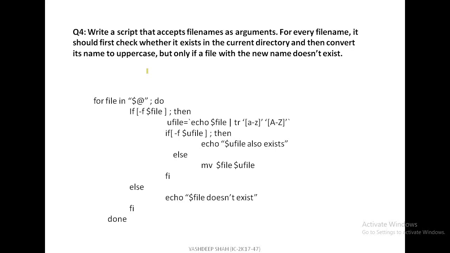Next question: write a script that accepts file names as arguments. For every file name, it should first check whether it exists in the current directory and then convert its name to uppercase, but only if a file with the new name doesn't exist. We have to write a script again to accept file names as arguments, check whether the file is present or not, and if it is present, then convert its name to uppercase.